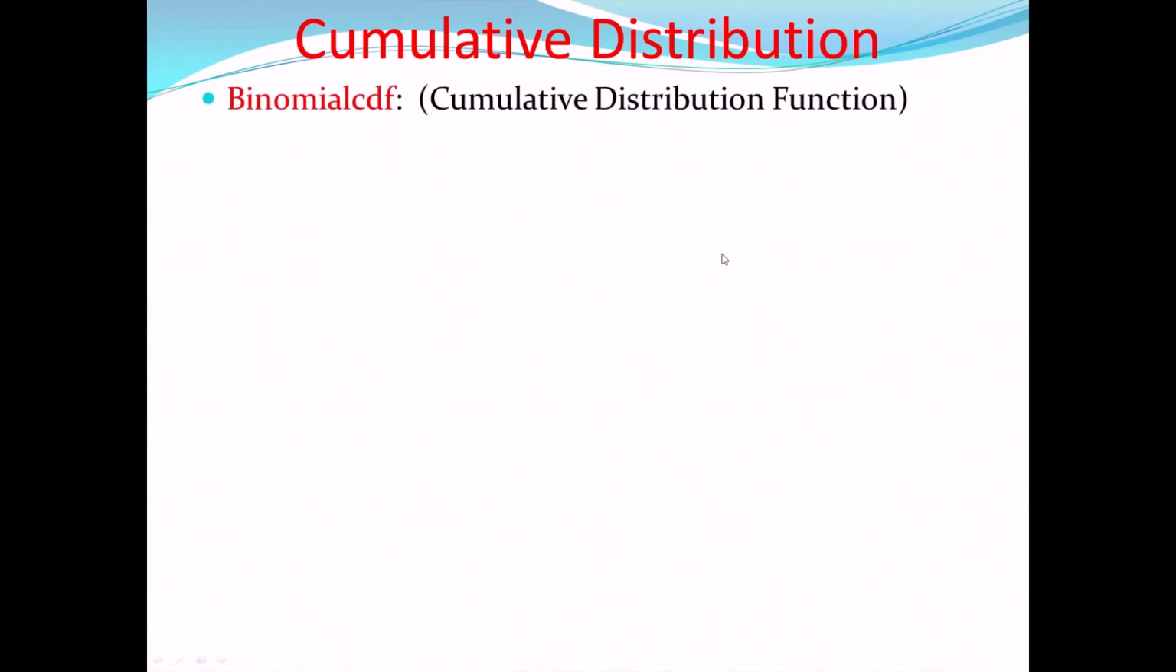Okay, now, but what if I want at most 2 girls out of 5 births, all right? That's not just one value. It's either 0 girls or 1 girl or 2 girls, okay? At most two girls out of 5. You can do 3 PDFs and add them up because it's or in between, but that can get pretty tedious too. So we're going to go into Binomial CDF, which is cumulative distribution function.